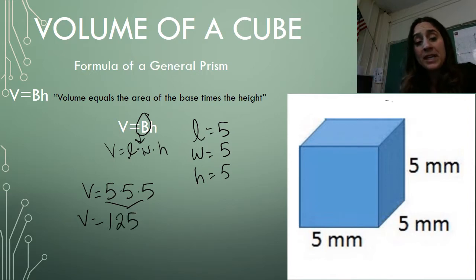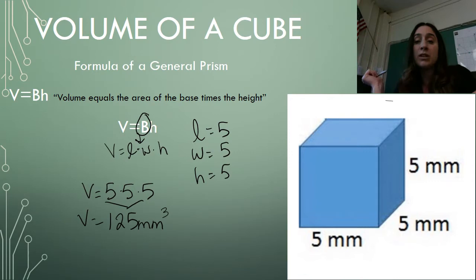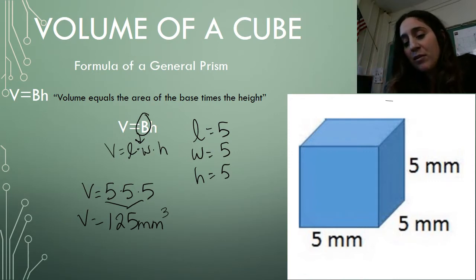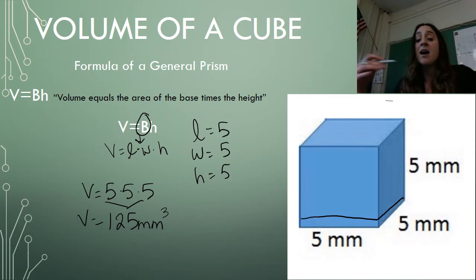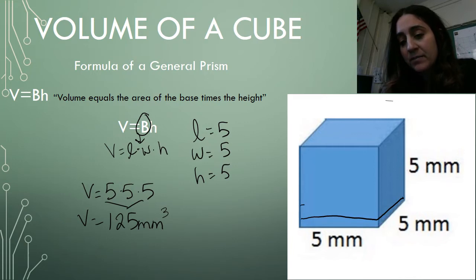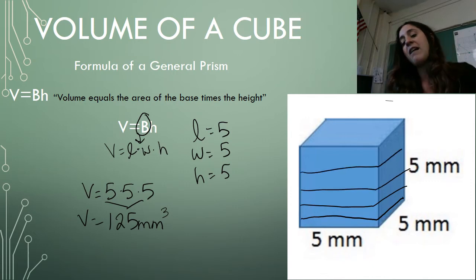I don't want to forget my units, so that's millimeters, and anytime I'm finding volume, it's always going to be cubed, so millimeters cubed. Essentially what you're finding is the area of the base. So if we look here at our image, here's my base. It's a square. I find the area of that square, which is 25, and then I multiply it by the height. There's 5 millimeters, so 1, 2, 3, 4, 5. So as you can see, it's essentially 5 squares stacked on top of each other.